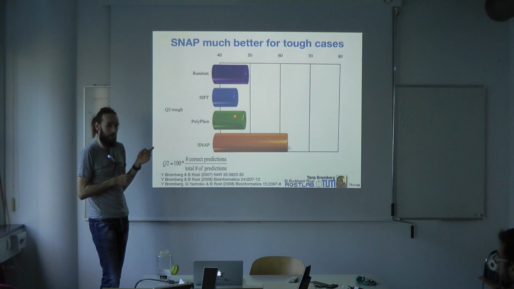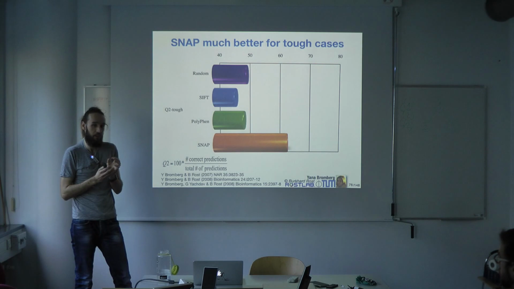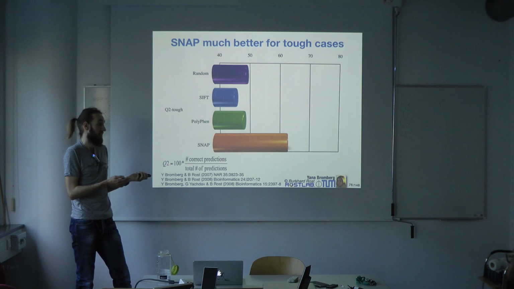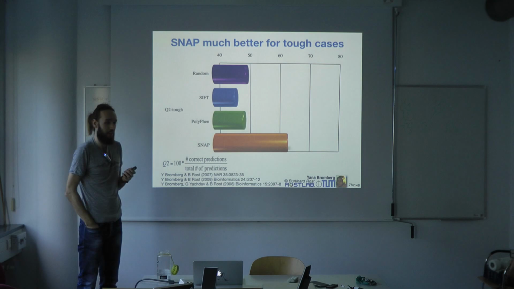But what we can see is that SNAP for those is significantly better. So the argument here is that for cases which are not easy to predict, SNAP tends to perform better than SIFT and PolyPhen. And that is a better sell than this. That's the point: try to find interesting things about your method, not just the obvious comparison.